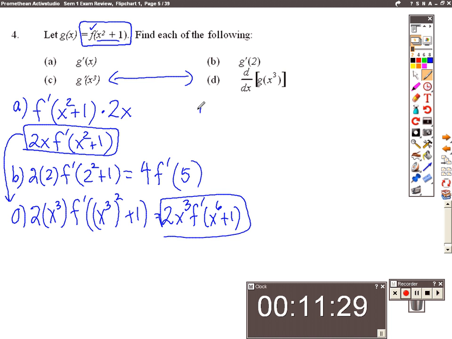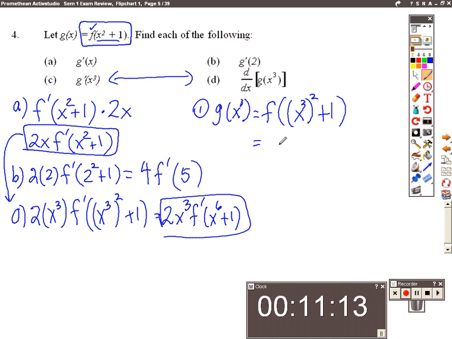So step number 1 is to find g of x cubed. I'm going to take the original function of g and put x cubed in place. So I take out the x, put x cubed in place. And so g of x cubed is f of x to the 6th power plus 1. Again, power to a power, you multiply.